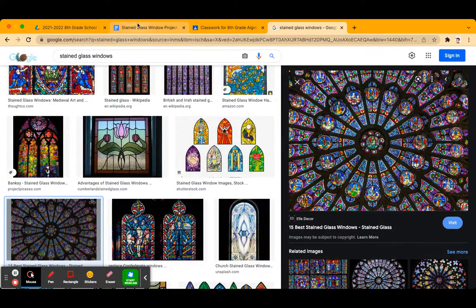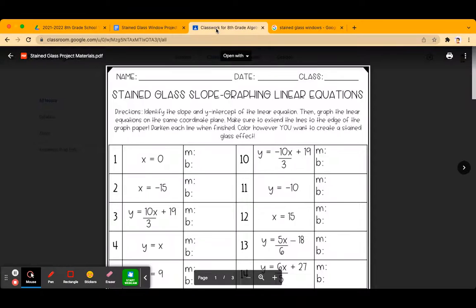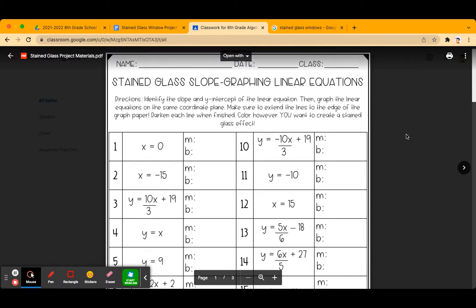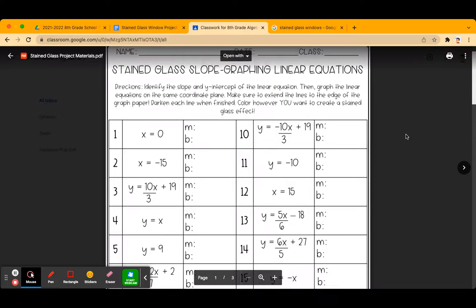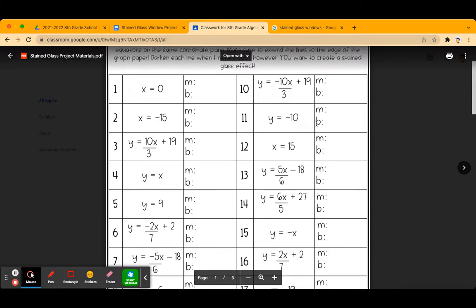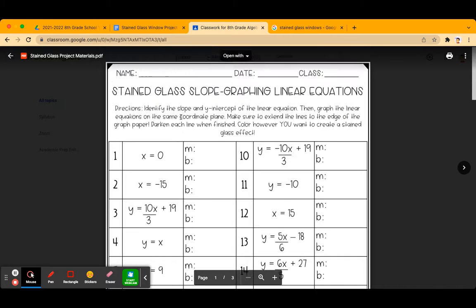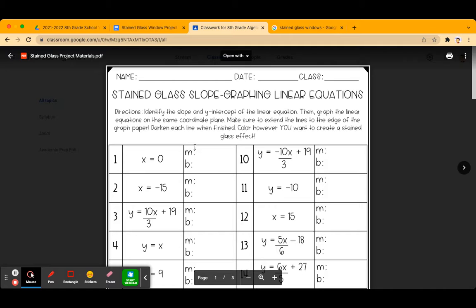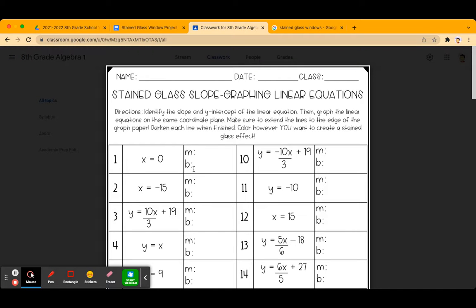All right. So here's the idea, and I'll walk us through just the beginning. It's already on Google Classroom, or it's going to be whenever this video goes out. Here's how it's going to go. You're going to be given how many equations here? 18 different equations. The first part of this is you're going to identify the slope and the y-intercept of each equation.